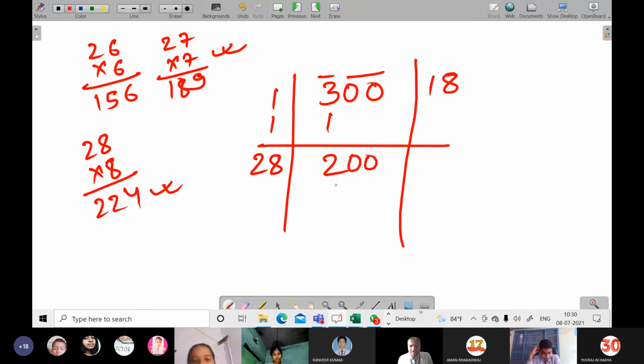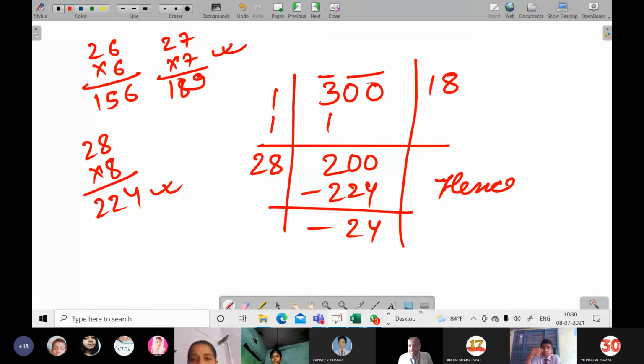Okay, then it will become 224. Yes, it is the 64, it is the 16. So what will happen? This will come like this. 4 minus 20 and 2, so minus 24 it will become. So we can say hence 24 must be added to 300 to make it a perfect square.